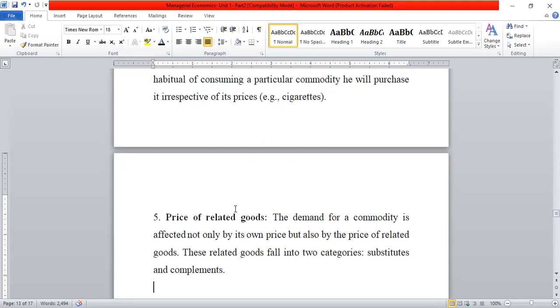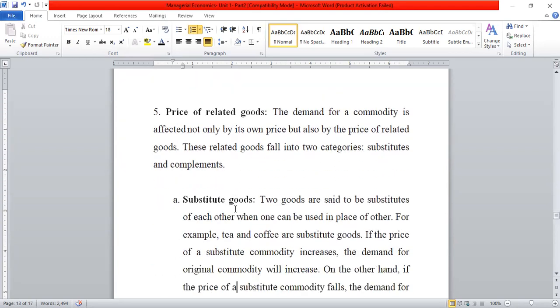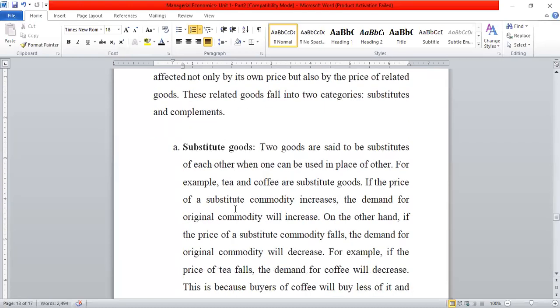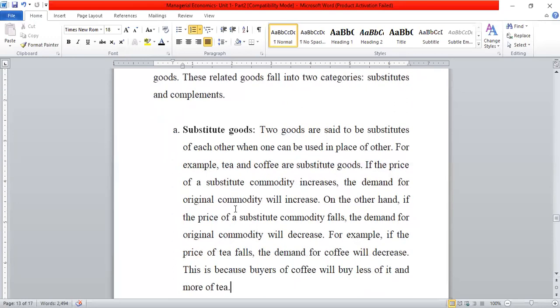The demand for a commodity is affected not only by its own price, but also by the prices of related goods. Related products come under two categories: substitute products and complementary products. What are substitute products? Two goods are said to be substitutes of each other when one can be used in place of the other. Tea and coffee are substitute products. If the price of a substitute commodity increases, the demand for the original commodity will increase. On the other hand, if the price of a substitute commodity falls, the demand for the original commodity will decrease.